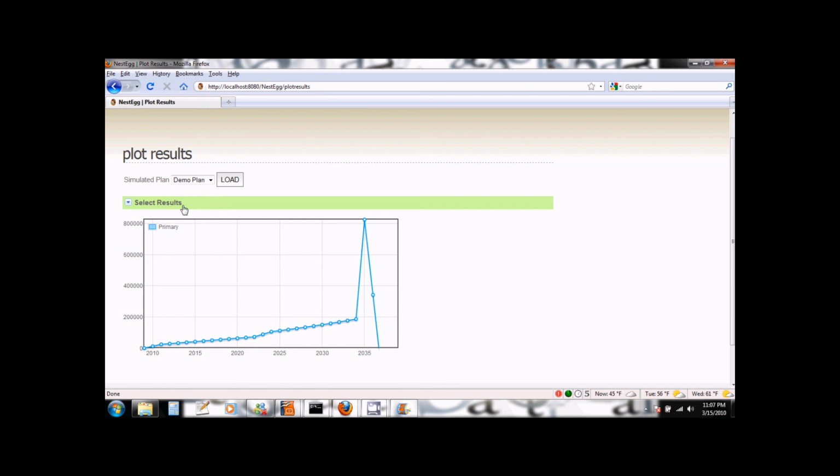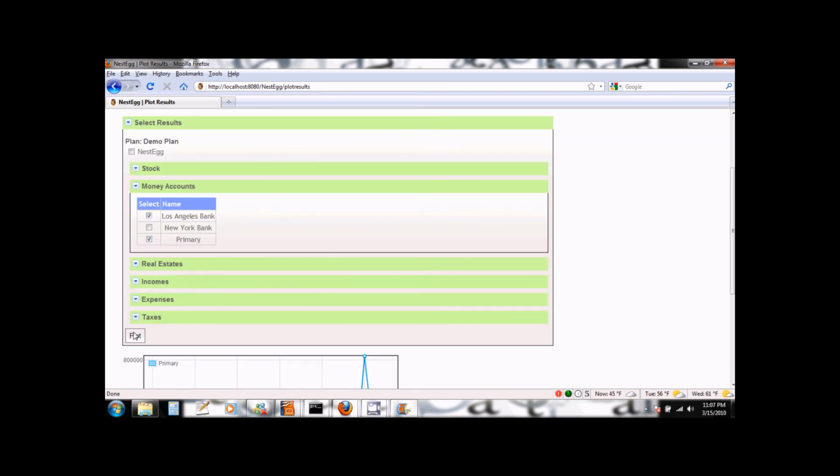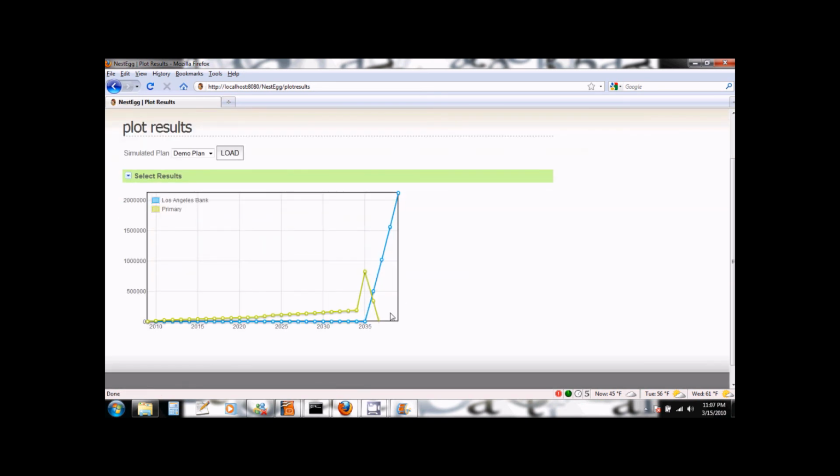So we transferred money, and let me plot the Los Angeles bank as well. We transferred money to the Los Angeles bank every year from 2036 onwards, and we incremented it by 1%. However, it is clear that it was too large, because once we transferred some money, we did not have enough money in our checking account to do subsequent transfers in the following years. So we should go back to our plan and fix this problem.